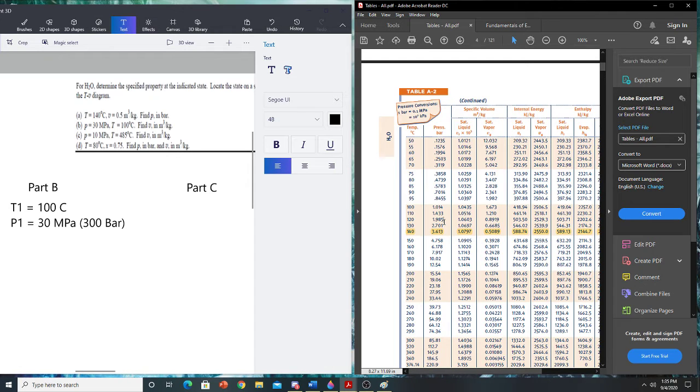I mentioned this last class, but obviously we didn't get to do an example of it. But it flips here. And so what we have to do now is go to the subcooled region tables, right? Subcooled liquid tables. So there's two ways to do this, and we can do it a different way.